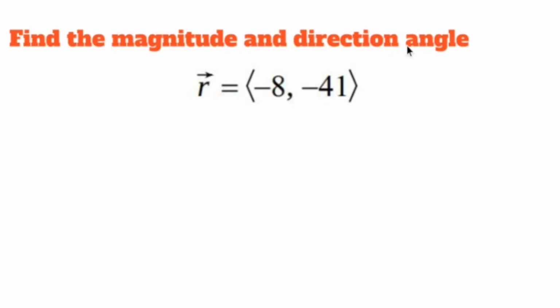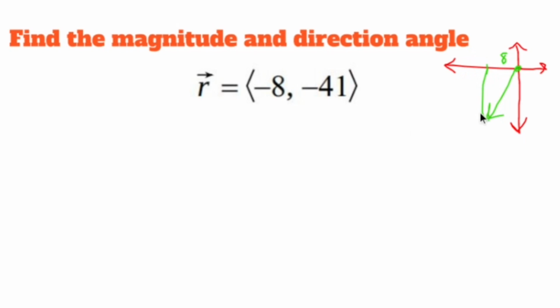Find the magnitude and the direction angle of this vertex in component form. All right, I need to find the magnitude and I need to find the direction angle. Let's draw ourselves a very basic diagram of what we're dealing with. Okay, I'm doing Q3, quadrant 3, because this is basically saying if I were to start at the origin, go left 8 and down 41, that's going to be what I have. So this right here is the magnitude. In order to get to the end here, I go left 8 and I go down 41.